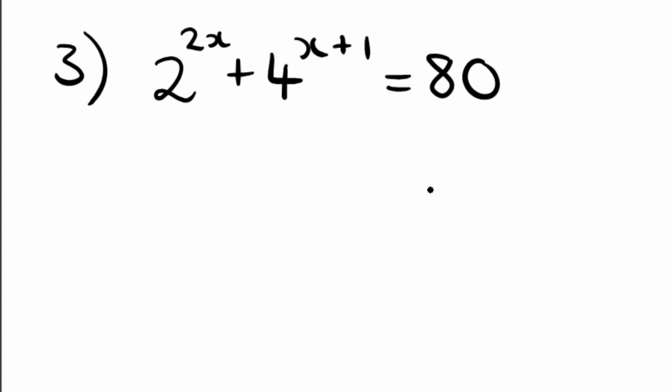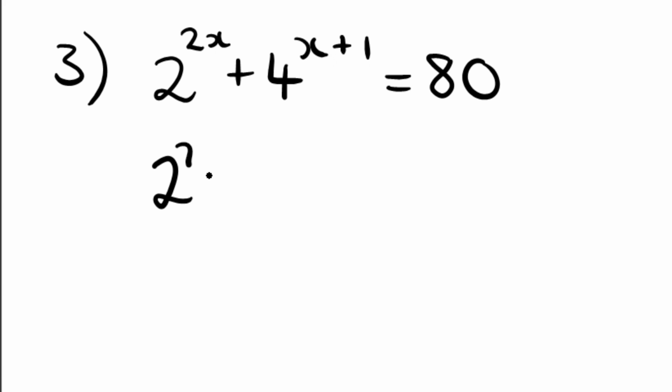Here we have number 3. It says 2 to the power of 2x plus 4 to the power of x plus 1 equals 80. We want to solve for x that will make this equation true. What we have to do is write some of them as the smallest bases that they can have.